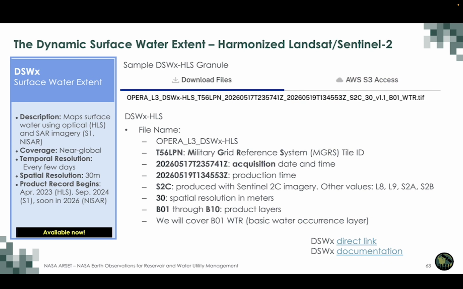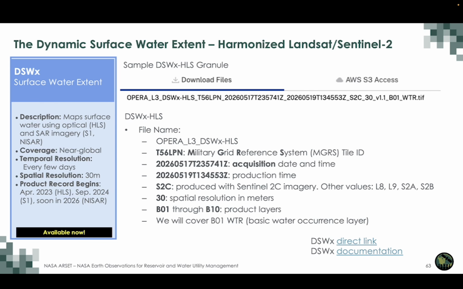To see what this data looks like, let's break down the sample DSWX HLS TIFF file at the top of the slide. The standard naming convention is packed with metadata. It starts with the Military Grid Reference System tile ID, confirming your exact spatial location. Next are the acquisition and production timestamps. This May 2026 example was processed just 2 days after capture, highlighting OPERA's low latency for flood response.